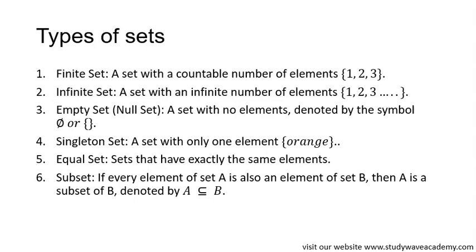Then lastly, we have the subset. If every element of set A is also an element of set B, then A is a subset of B, and is denoted by A ⊂ B, okay. So if all the things in one set are also in another set, it's called a subset, okay. Do you understand? So these are the types of sets we have, okay? Finite sets, infinite sets, empty sets, singleton sets, equal sets, and subsets, okay?